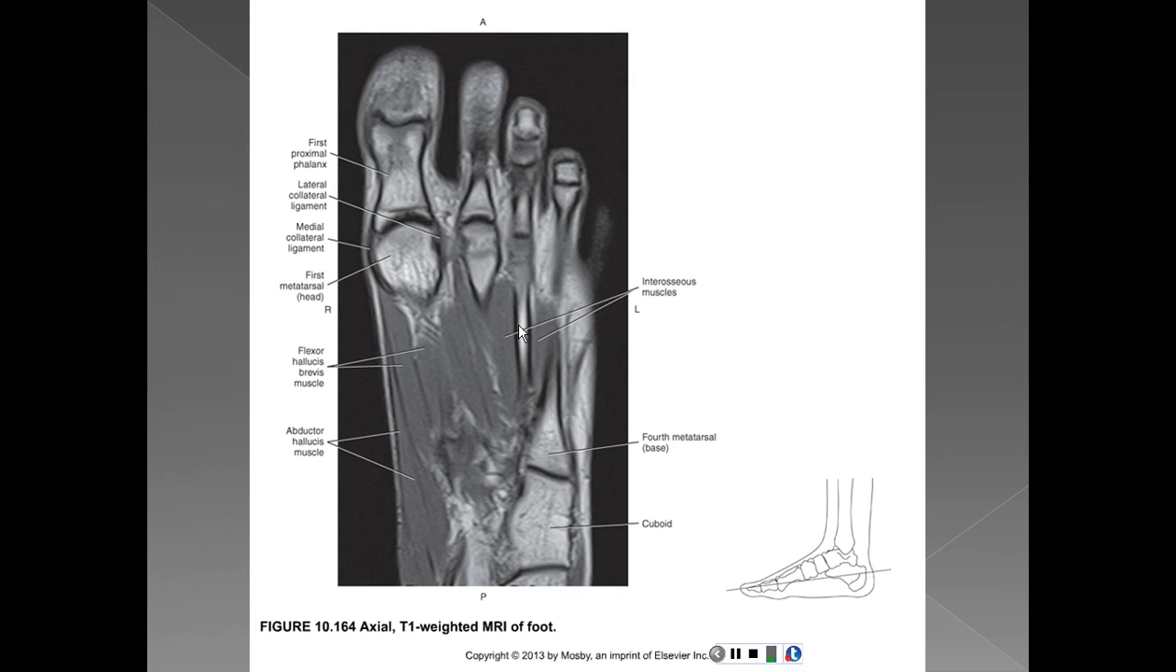We have an axial T1 weighted MRI of the foot, and as you can see from the image, we're going to get a picture of the flexor group and a picture of the extensor group. So here's the flexor hallucis brevis muscle, and you can follow it down. Remember, when we see hallucis, we know that it's going to act on the great toe.